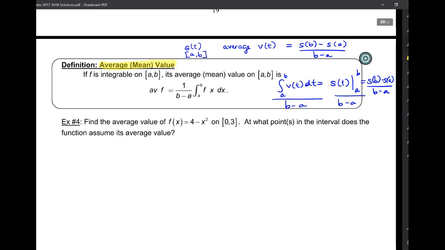Sorry. Yeah. Okay, average value is used when you want to find the average of the actual function. So if I said your velocity was equal to something, and I said, well, what's the average velocity over that certain time interval? This is where this formula comes in. Right, so when I say this, I mean this is an average y value.